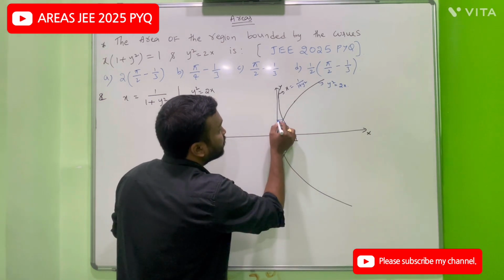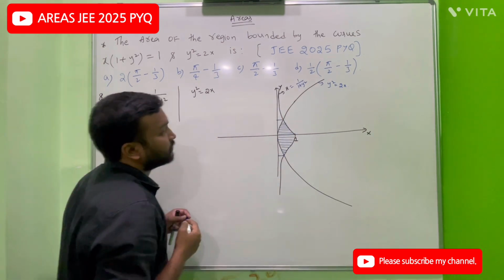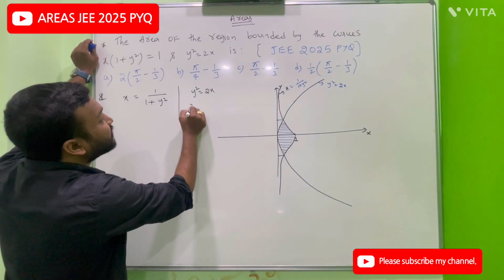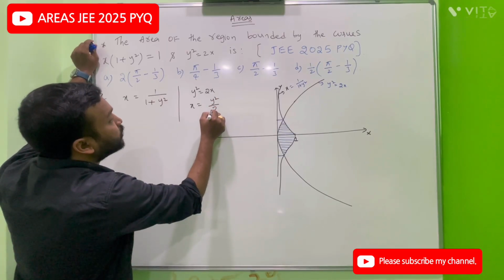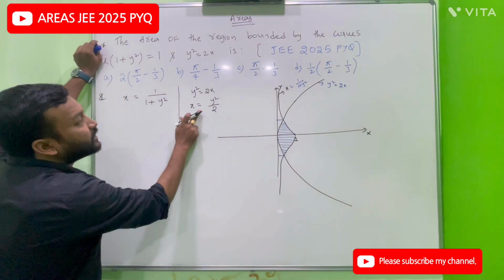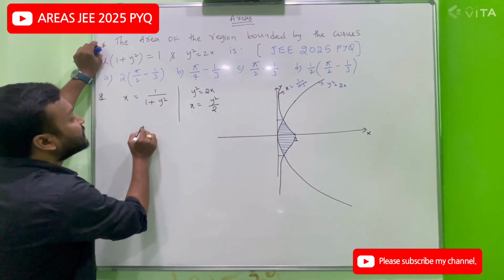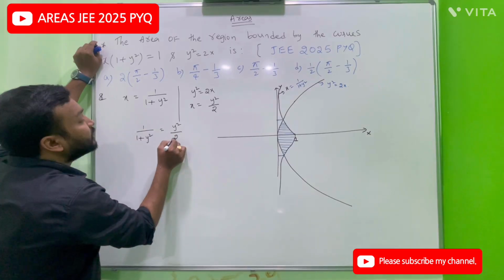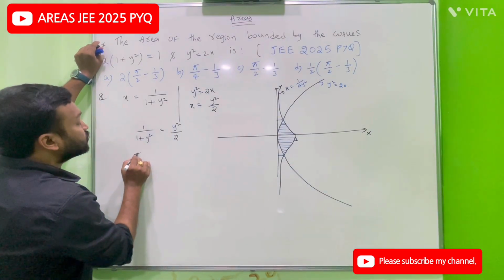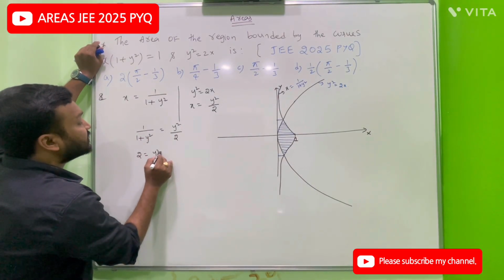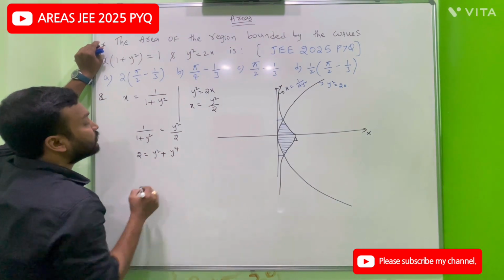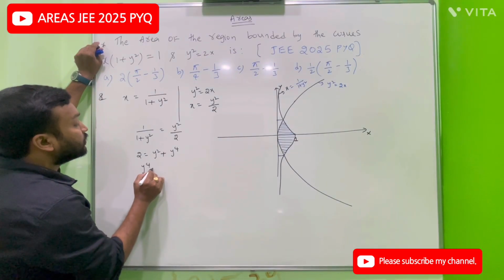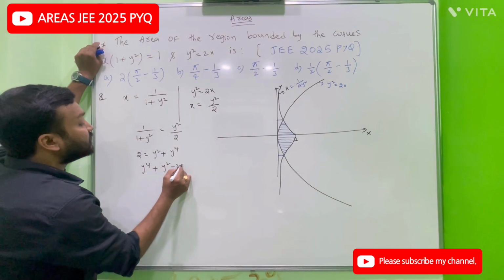So how much are the lower and upper limits on the y-axis? On the y-axis, we can write x = y²/2 and x = 1/(1 + y²). Equate these two: 1/(1 + y²) = y²/2. So 2 = y² + y⁴, which gives y⁴ + y² - 2 = 0.